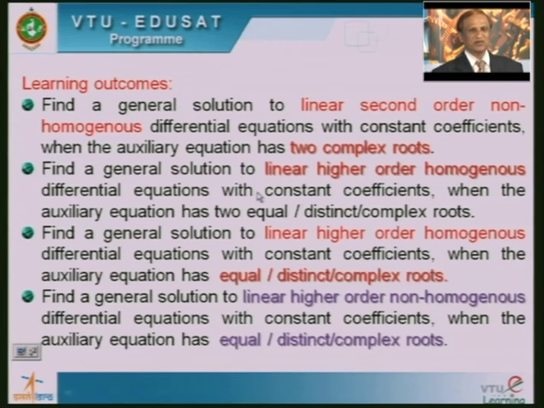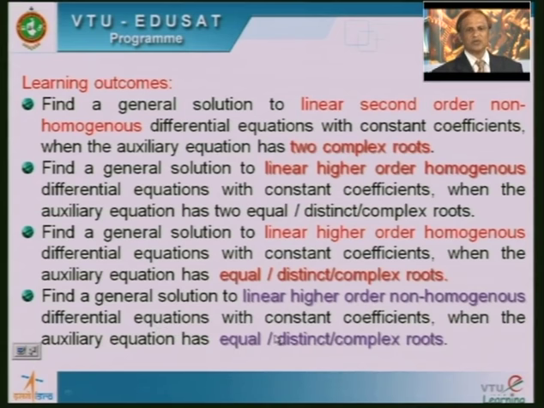So, this is one outcome of the differential equation, right. So, find a general solution to a linear higher order homogeneous differential equation with constant coefficients when the auxiliary equation has equal, distinct and complex roots. Exactly in the similar way, find a general solution to a linear higher order non-homogeneous differential equation with constant coefficients when the auxiliary equation has equal, distinct, complex roots.